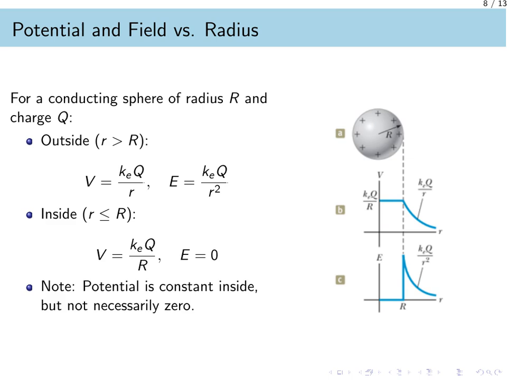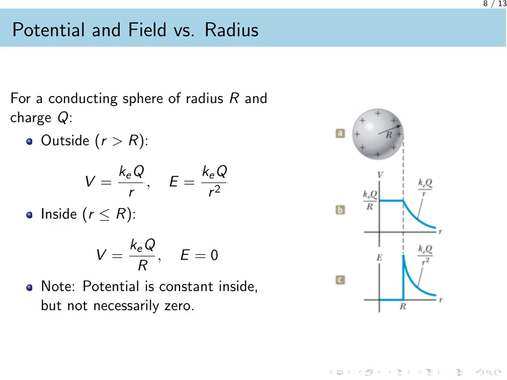For a sphere of radius R carrying a total charge Q, the behavior differs inside and outside. Outside the sphere, where the distance r is greater than R, it behaves like a point charge. The electric potential, V, equals Coulomb's constant Ke times Q divided by r, and the electric field, E, equals Ke times Q divided by r squared.